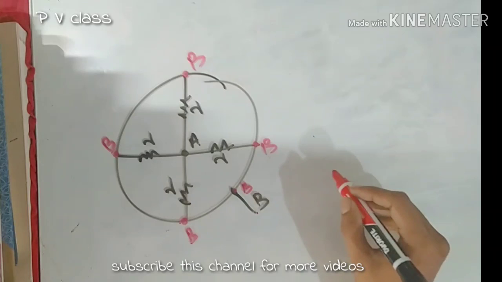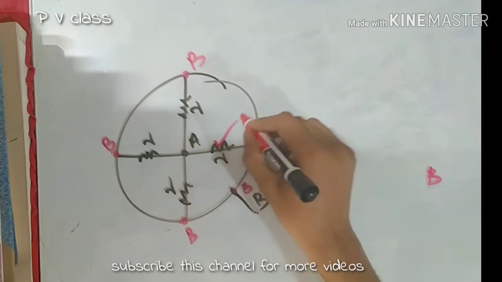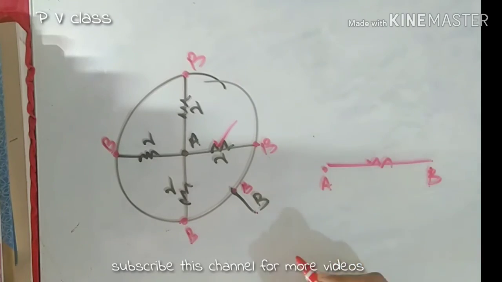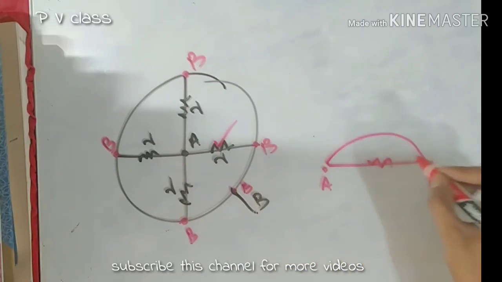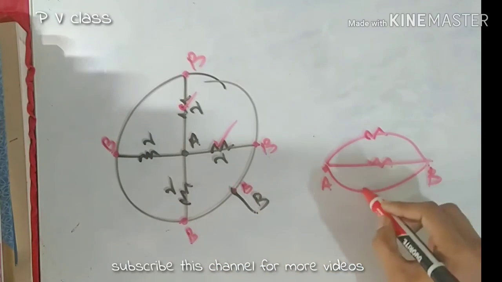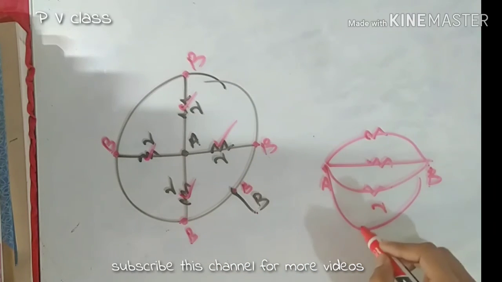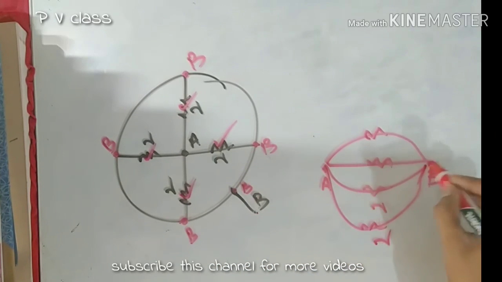We are not requiring a C point over here. This point is A, this point is B, this one here, this one here, this one here, and this one finally here, and this is the answer for this. Hope you have understood how to use these circuit tricks.